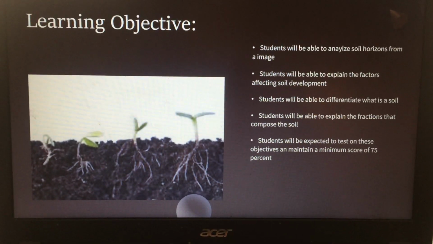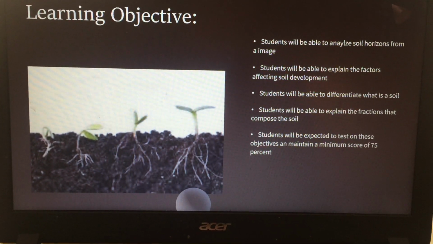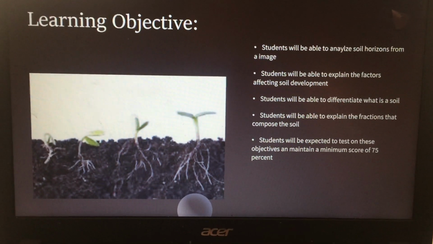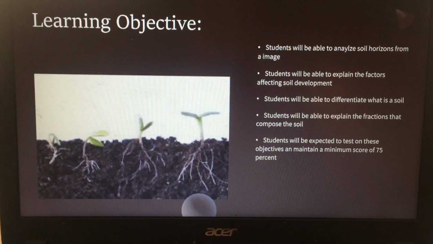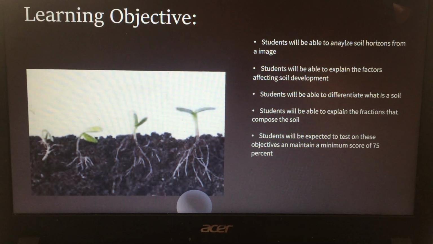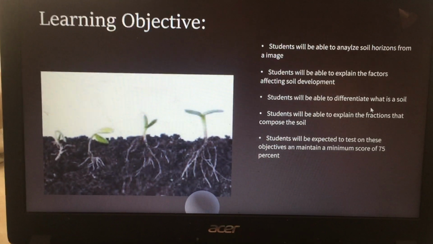You'll be able to analyze soil horizons from an image. Students will be able to explain the factors affecting soil development. You'll also be able to differentiate what is a soil. You'll be able to explain the fractions that compose the soil, and you'll be expected to test on these objectives to maintain a minimum score of a 75.